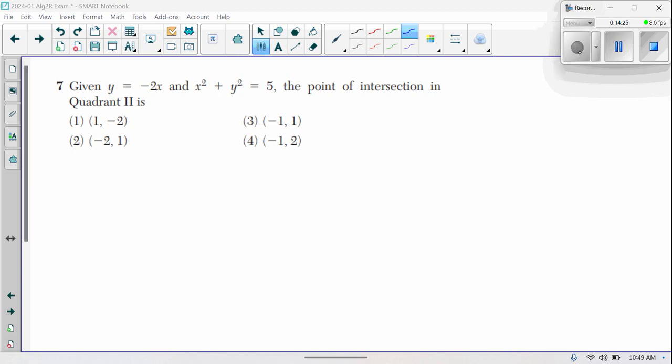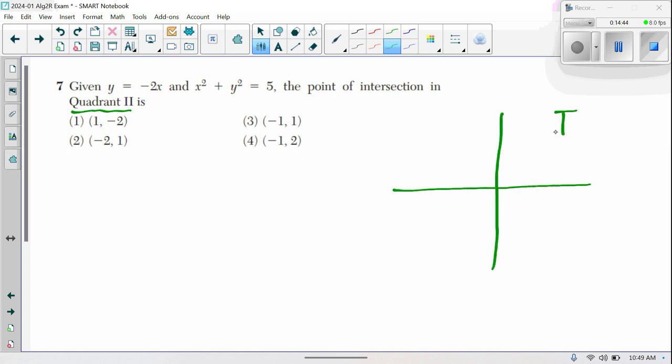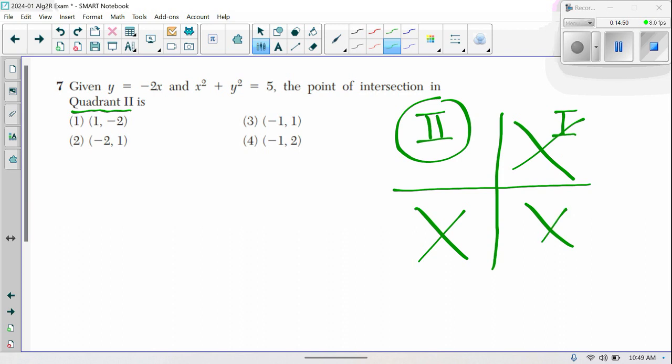And they continue to be a little tricky with number 7. If y equals negative 2x and x squared plus y squared equals 5, the point of intersection in quadrant 2, there's probably going to be more than one point of intersection. When I graph this, I hope you know quadrant 1 is here. Quadrant 2 is this upper left quadrant. I don't care about anything else. Okay, I just want the intersection in this quadrant.